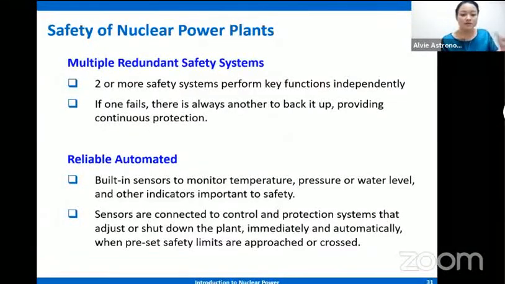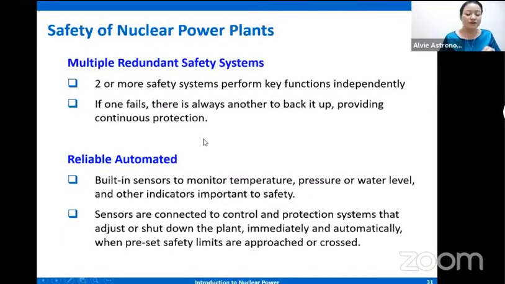Okay. So nuclear power plants employ multiple redundant safety systems. Two or more safety systems perform key functions independently. If one fails, there's a backup. And they're not just redundant, they're also independent. That means if one fails, it will not influence the other.